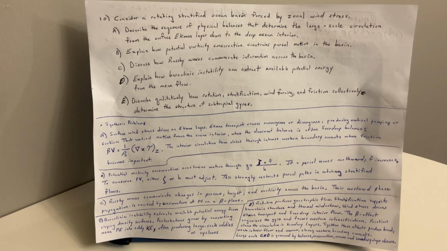Rotation produces geostrophic flow. Stratification supports baroclinic structure and thermal wind shear. Right here, the wind stress drives Ekman transport and Sverdrup interior flow. The beta effect organizes the gyre and favors western intensification. Friction closes the circulation in boundary layers. Together, these effects produce broad, weak interior flow and narrow, strong western boundary currents. Large-scale GFD is governed by balance, conservation, waves, and boundary layer closure.